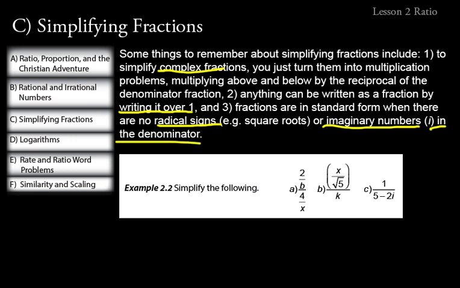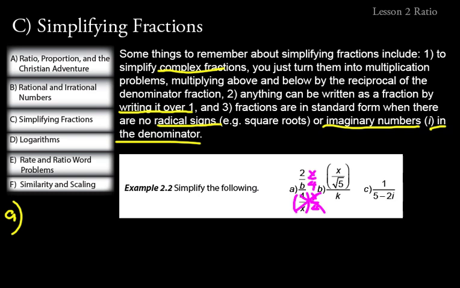So remember that too. So looking at example 2.2, simplifying those fractions there. For a, we can turn that into a multiplication problem by multiplying above and below by the reciprocal of the denominator. You can see the denominator is 4 over x, so we multiply above and below by x over 4, the reciprocal of the denominator.